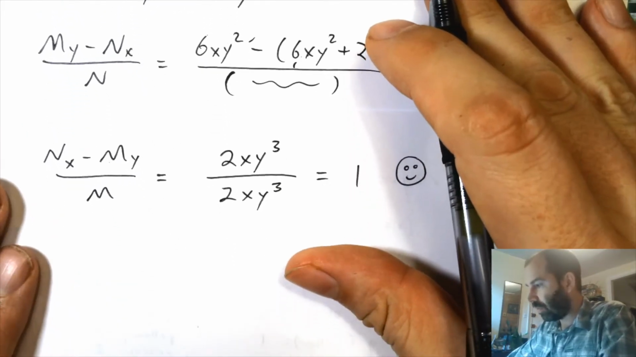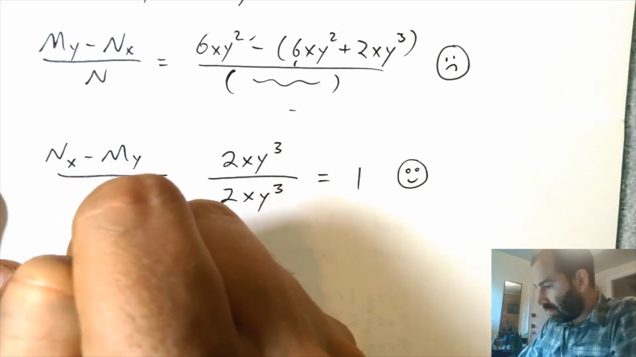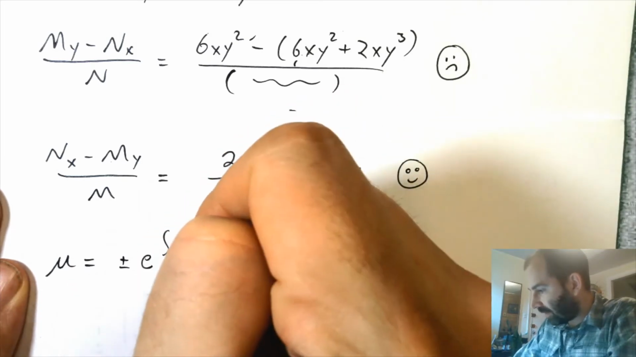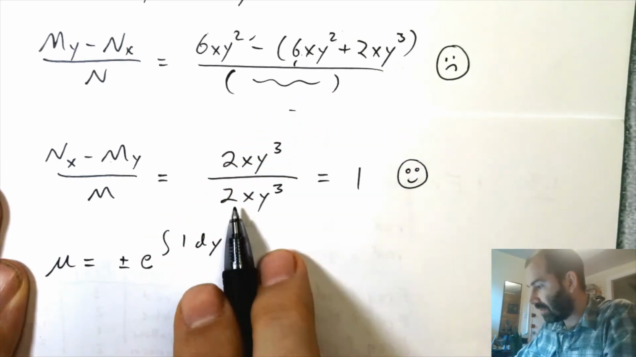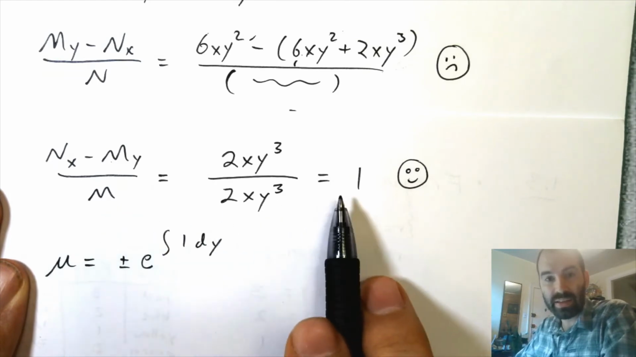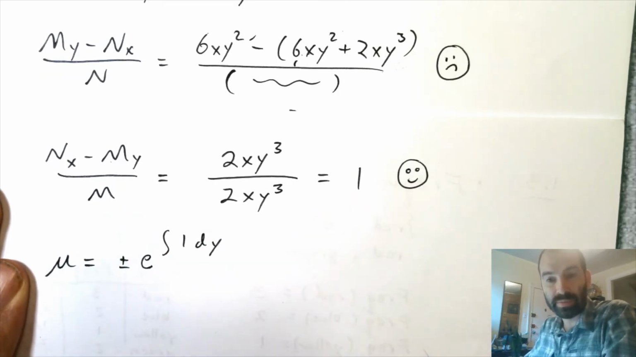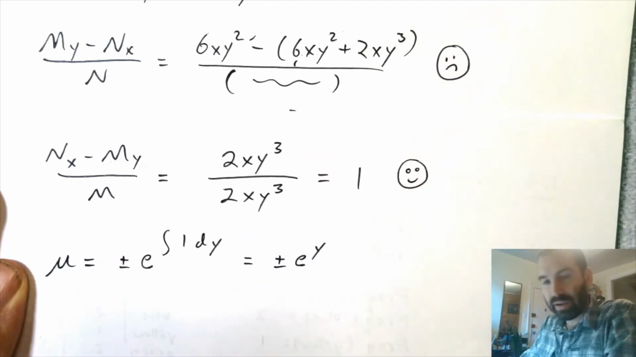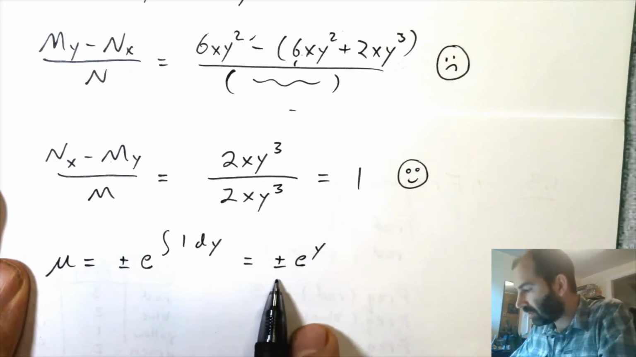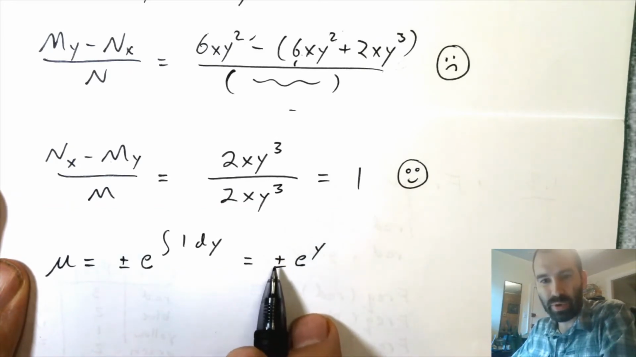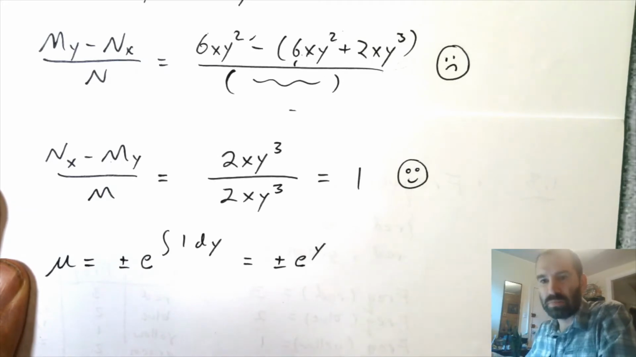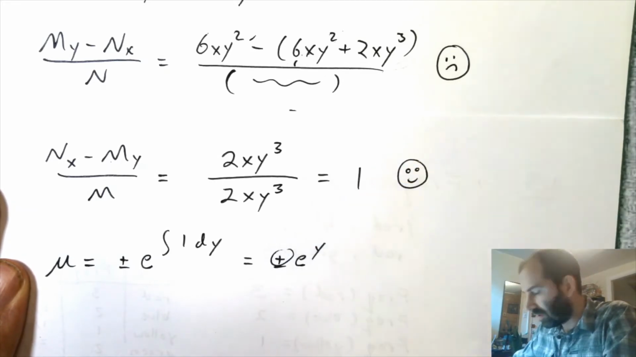So what we're saying is that mu, the book says to let mu be plus or minus e to the antiderivative of that, dy, right? If this thing is independent of x, then you treat mu as a function of y. All right, so what is that? That's just plus or minus e to the y. Okay, the plus or minus doesn't really matter here. Both work as integrating factors. You could have plus or minus, but since either one works, we'll just take the positive e to the y.